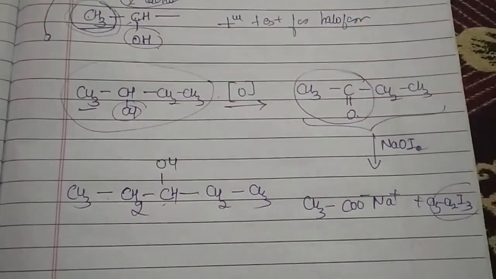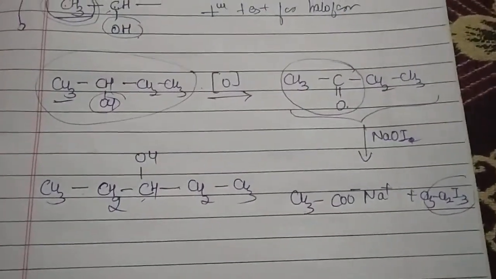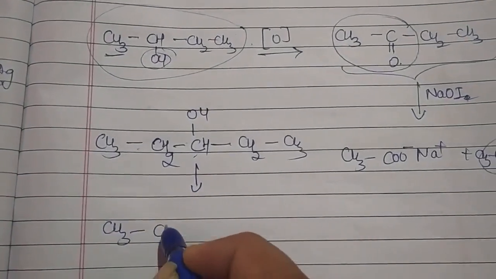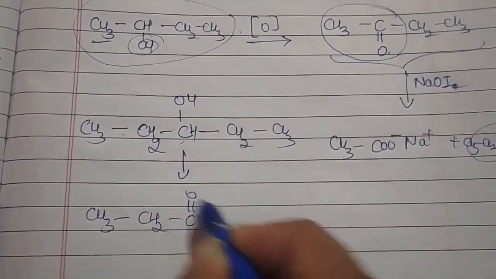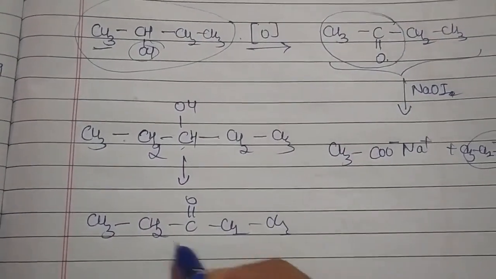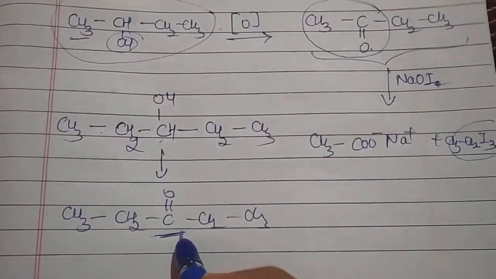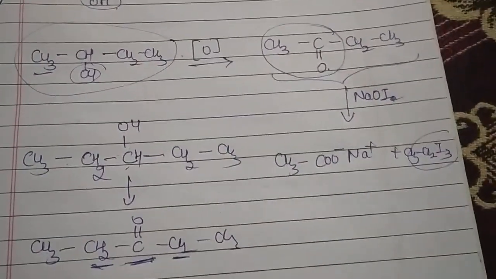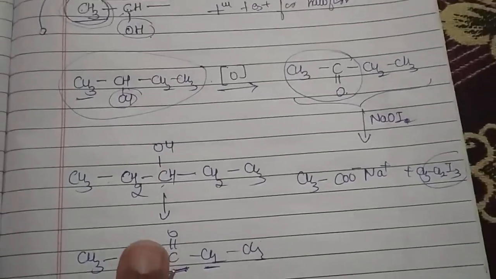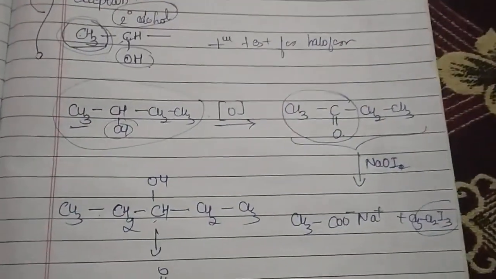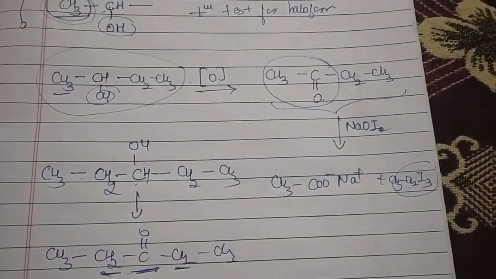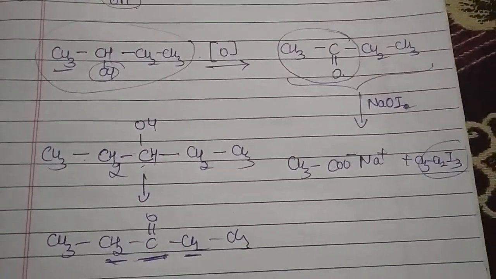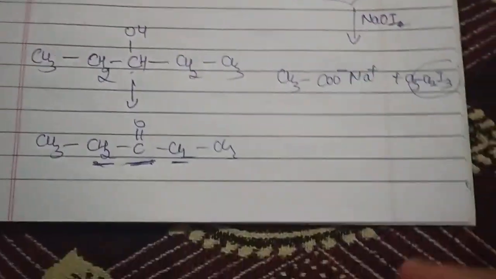Can this undergo this haloform reaction? Of course not. Why? Because when it oxidizes, it would give CH3CH2C double bond OCH2CH3. Of course, it's giving a ketone, but that ketone does not have a methyl group on either side. So if it is not a methyl ketone, it will not undergo the haloform reaction, and more particularly the iodoform reaction. So now if I give you a question, let us solve certain questions.